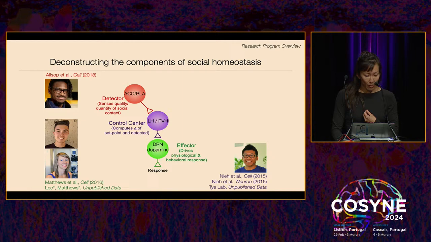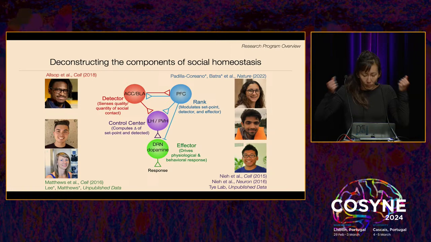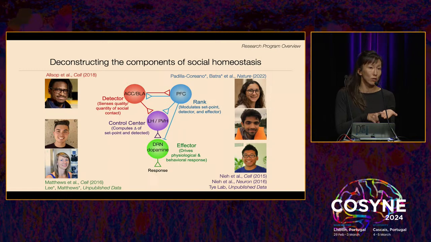And so that's just the beginning of what we think of as the detector system, which is, of course, more complex than this. And then a node that I think is unique to the social homeostatic circuit is the rank node: some node that can recognize your social rank and then modulate your control center set point or suppress your effector system so that you can behave appropriately for your social rank.